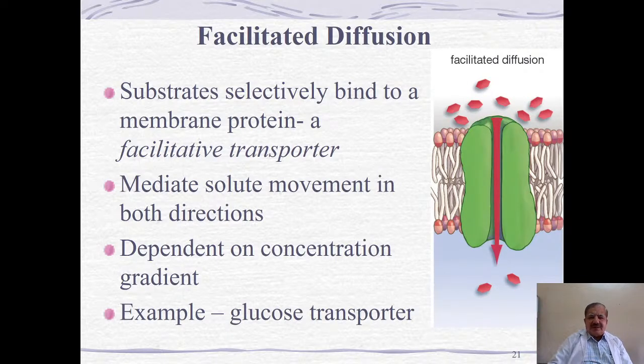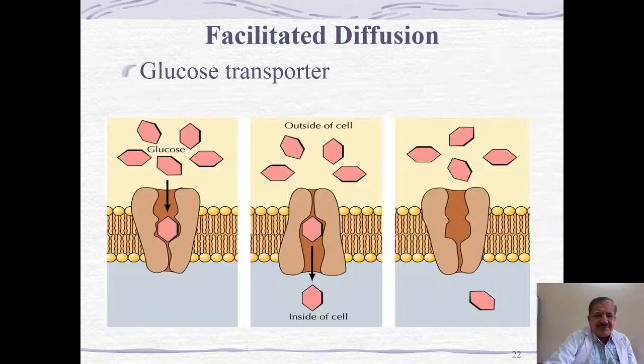So, facilitated diffusion. Here you are seeing from outside how they are coming inside through the gated channels. Glucose transporter: it needs a transporter system. From outside, glucose is going inside the cell. Once it has gone inside the cell, the channel closes again. Again it opens for the glucose. That is the glucose transporter system.